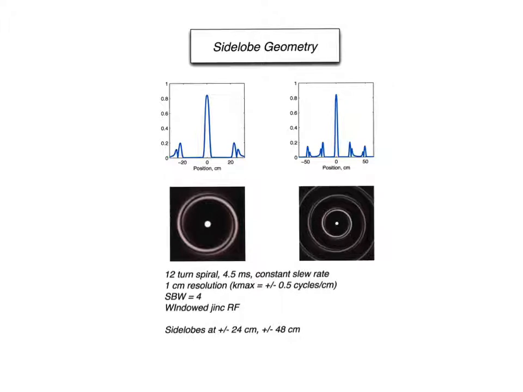And so let's look at the side lobe geometry of this pulse. This is a 12-turn spiral pulse with a 4.5 millisecond duration, and where the trajectory is using a constant slew rate. That is, the derivatives of the gradients in time are constant. It reaches a 1 centimeter resolution, that is delta r is 1 centimeter, so Kmax then has to be plus or minus 0.5 cycles per centimeter. The space bandwidth product then comes out to be 4, and the shape of the RF pulse is a windowed sinc RF. And what we get when we look at this in the spatial domain is that we get side lobes at plus or minus 24 centimeters, and then again at plus or minus 48 centimeters. That is multiples of the field of view of the spiral trajectory.